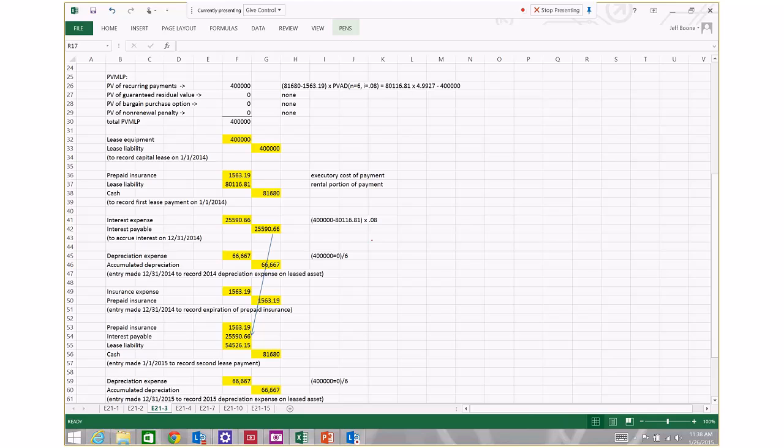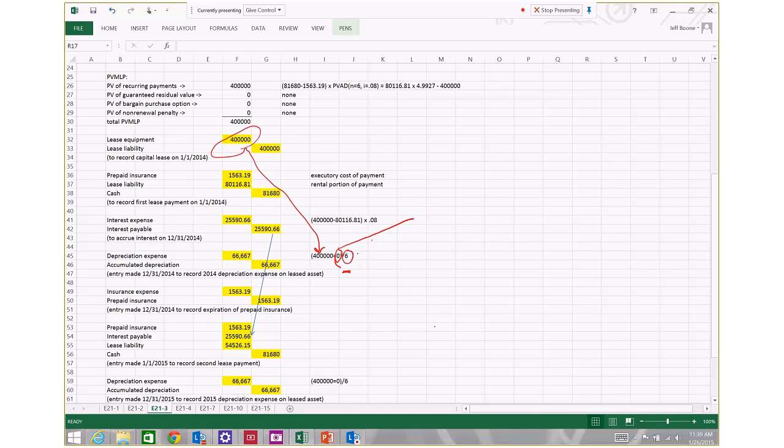Okay, so we're going to take the amount at which we booked the lease equipment up here, subtract from that, that should be a subtraction sign, not an equal sign. Subtract from that the guaranteed residual value portion. Well, there is no guaranteed residual value here. There is residual value, but it's not guaranteed. So the lessee, when they calculate their depreciation expense, does not subtract anything there, again, because there's no guaranteed residual value. So the depreciable base of this leased asset from the point of view of the lessee is $400,000.